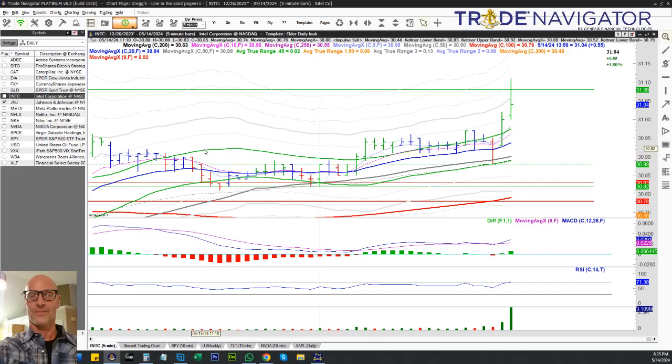Take a look at the two green lines here, the top green line and the bottom green line. Anywhere within these two green lines is considered the value zone. In general, I like to buy in the value zone and sell above the value zone, or buy below the value zone and sell in the value zone. What I don't want to do is buy above the value zone.